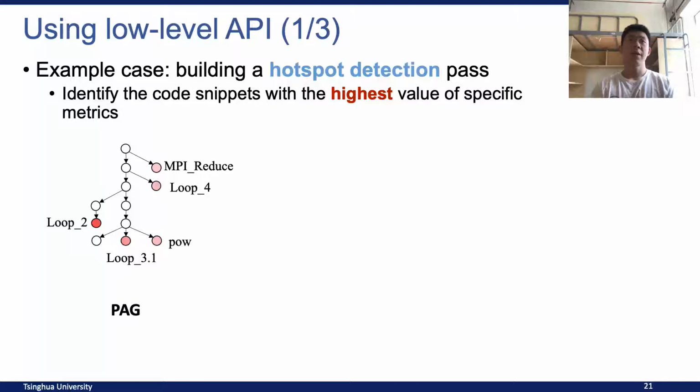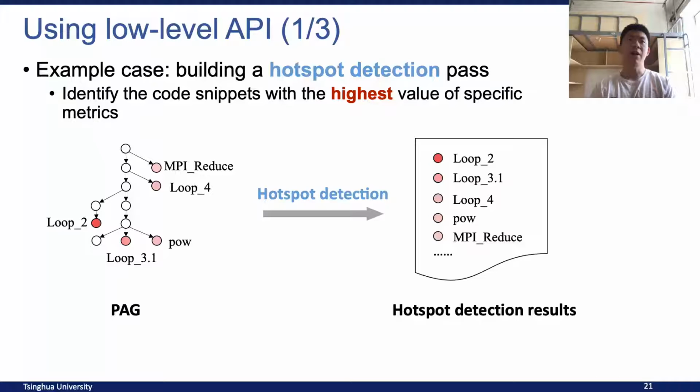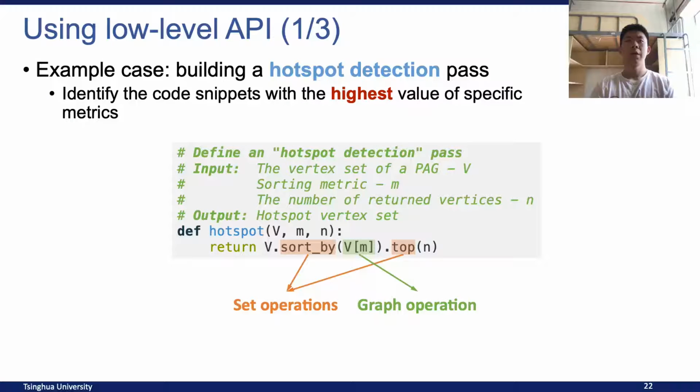Then we take three examples to show how to use low-level API to build passes. The first example is a hotspot detection pass. It is to identify the code snippets with the highest value of specific metrics. For example, hotspot detection identifies the hotspot vertices in the PAG. Here is the code for the hotspot detection pass. Sort by and top are set operations, and the V is a graph operation to access attributes of PAG vertices.